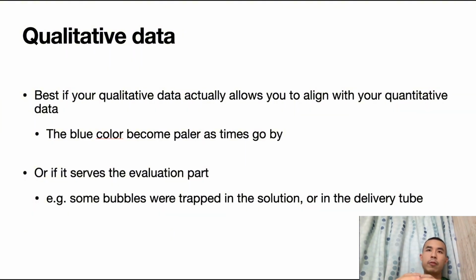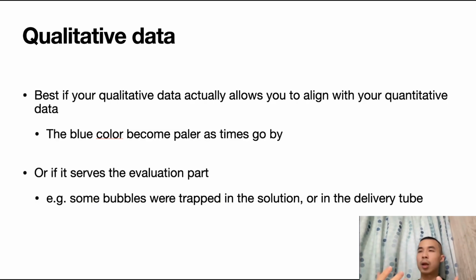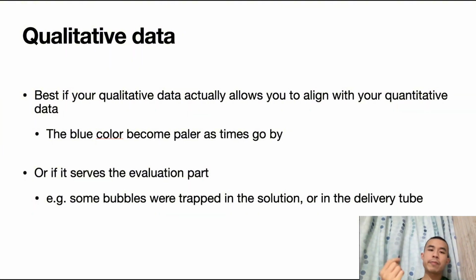So let's say you find out that there is a percentage error that is underestimated, and your qualitative data does mention something. Let's say some bubbles were trapped in the solution or in the delivery tube. To be honest, even this is kind of low tier evaluation, but if you can't write anything else, then of course you can still write it down. But I think the main point is that for qualitative data, it should serve for something. You're not simply writing it down because it's a requirement. It serves best when it aligns with the data or it aligns with something about evaluation parts. That would be best.